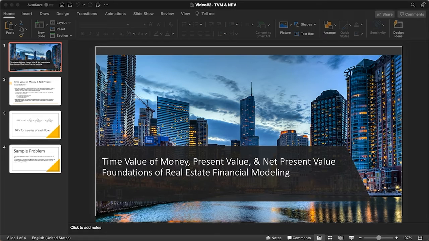Welcome to Foundations of Real Estate Financial Modeling. Today we're going to be going over time value of money, present value, and the concept of net present value.